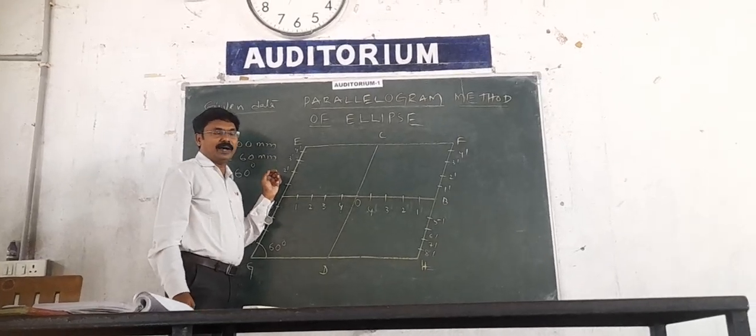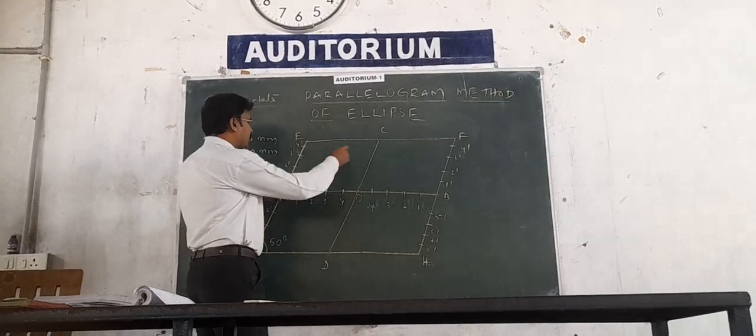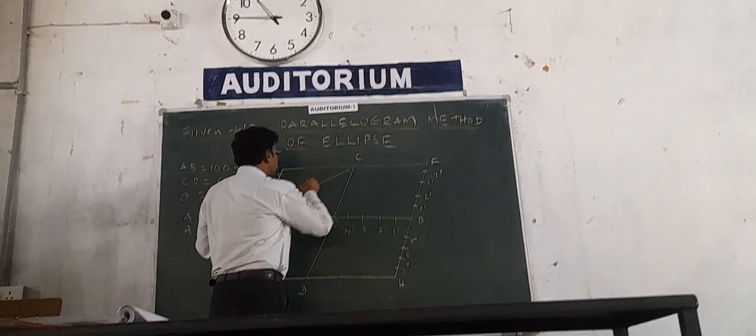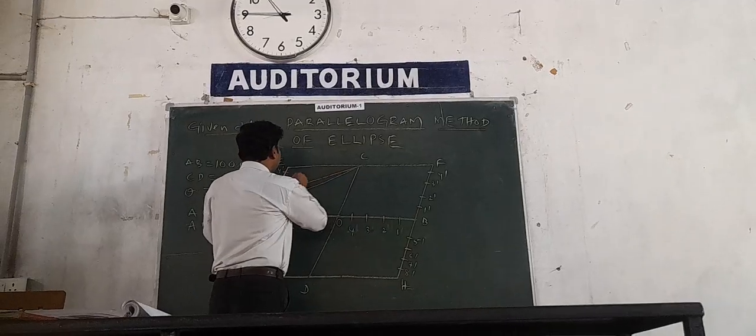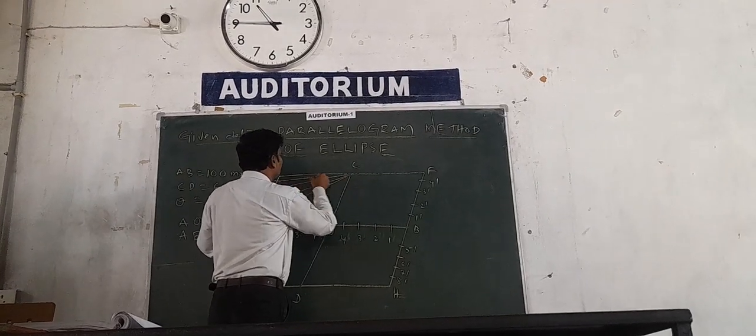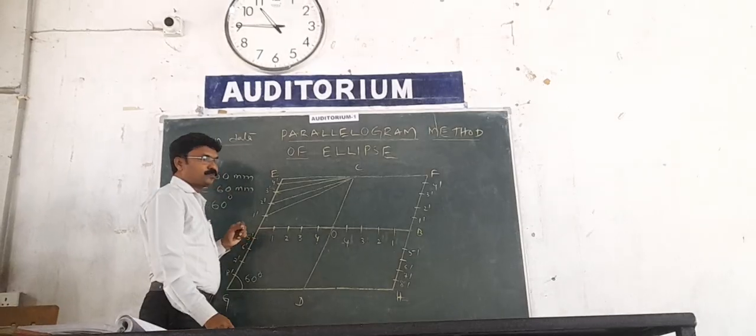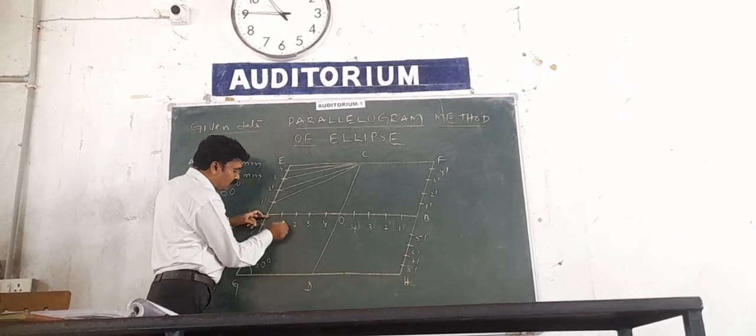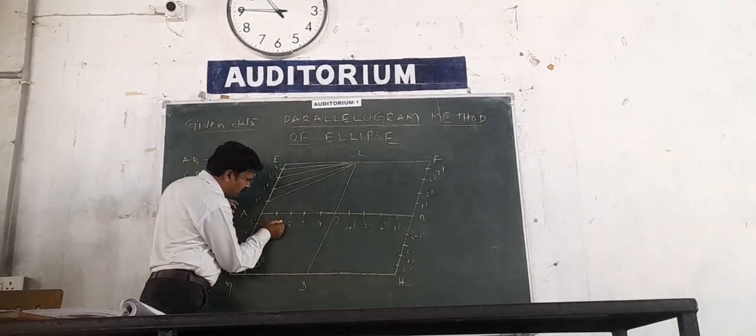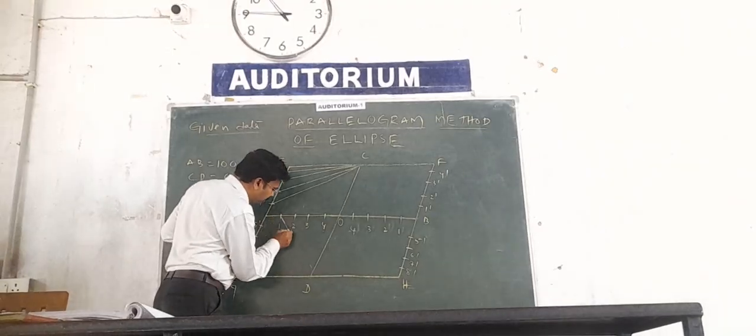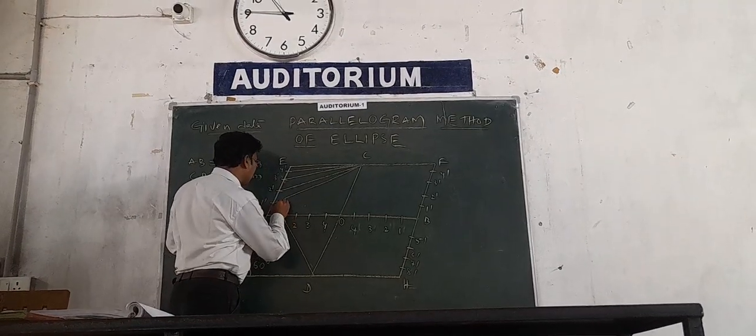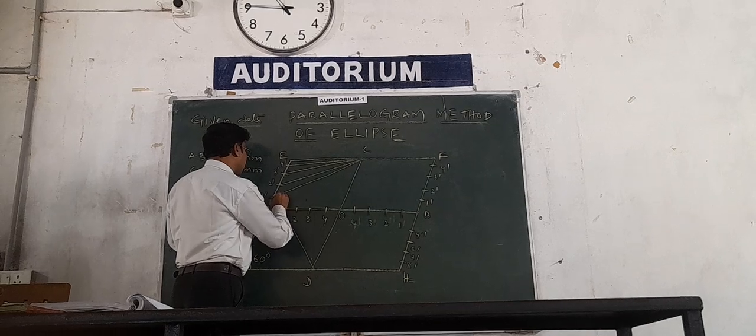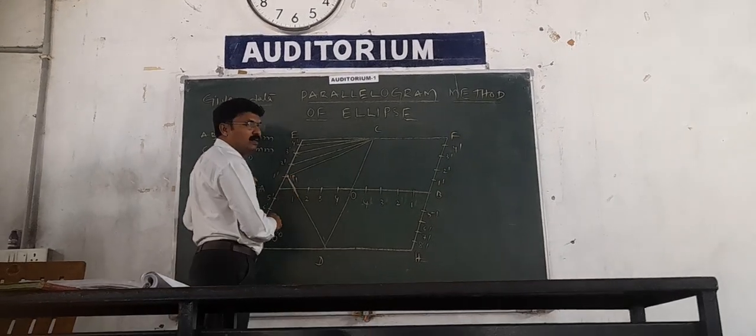Now join this 1 dash to the point C. Again join 2 dash to the point C, 3 dash to the point C, 4 dash to the point C. Extend this D until 1. Join 1 and D and extend it until 1 dash. You will get the first point P1.